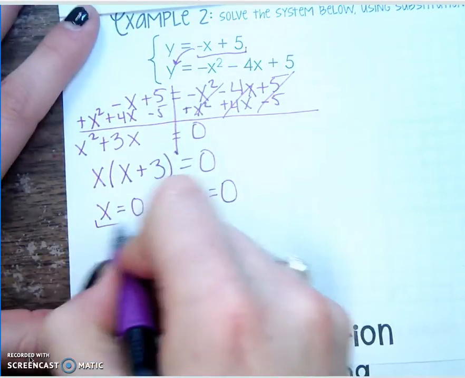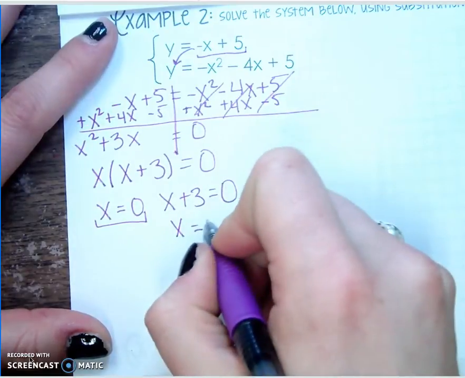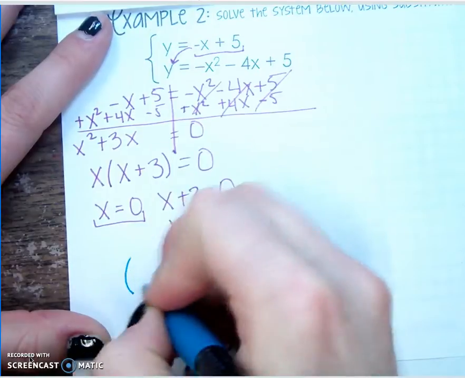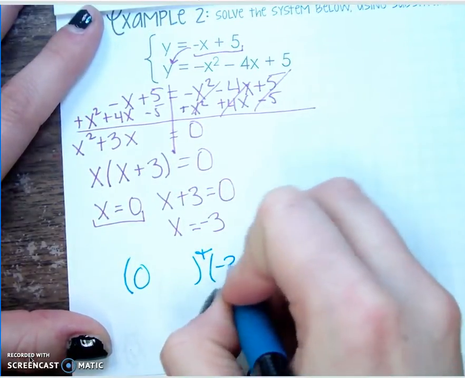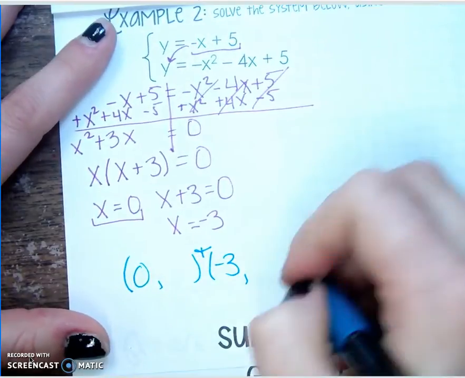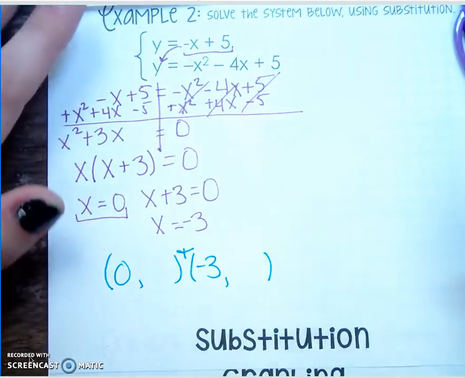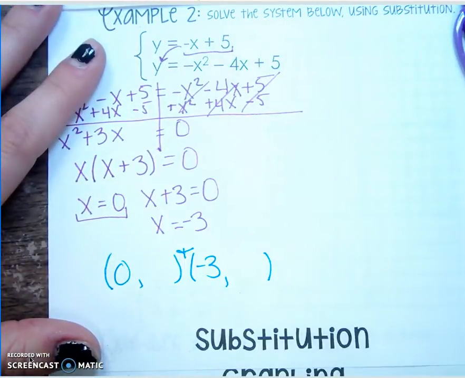So here's one of my x's, and then solve for the other by subtracting 3. X equals negative 3. That's the first step in my answers. I have 0 and negative 3. And I got to find the other part of each of those points. I'm going to plug each of those back into the first equation.